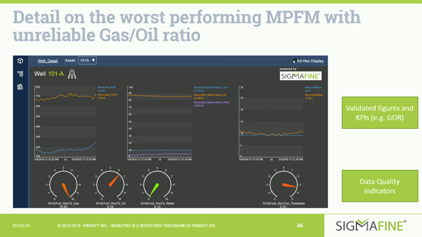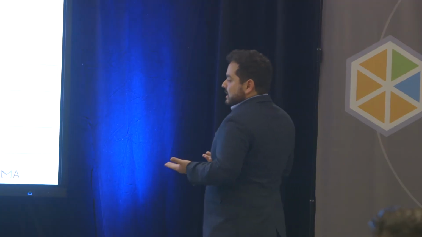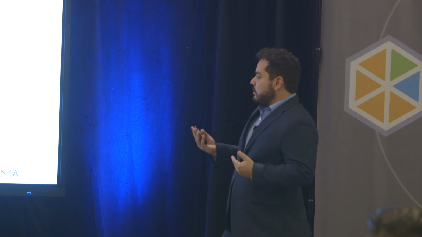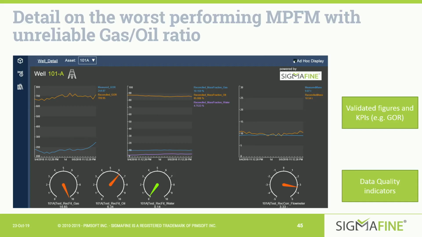We're able to bring in some additional analytics, and we can see here from this example, this dashboard was also created using PyVision. We can see that there's a big discrepancy in the gas-oil ratio, the mass fraction. We have different quality indicators here that are showing red, meaning that something needs to be done, some action needs to be taken. And this is what makes Sigmafine so powerful, is we're able to see these issues with meters and address them.